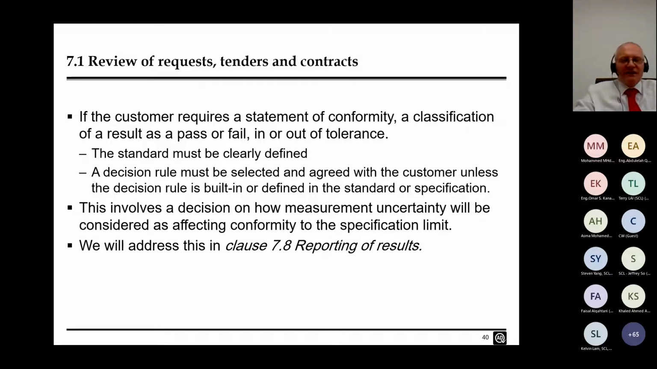So the decision rule is how do we include the measurement uncertainty in the conformity statement. So we've got a measurement and we've got an uncertainty, and we need to know how we're going to address this. It comes up again in clause 7.8, reporting of results, and I believe, because I'm not going to talk about it in any depth, I believe that Dr. Christos is going to give you a course on conformity statements at some point in the future.